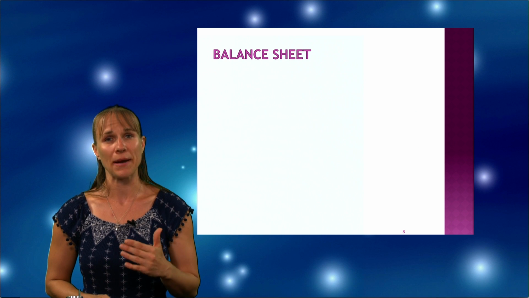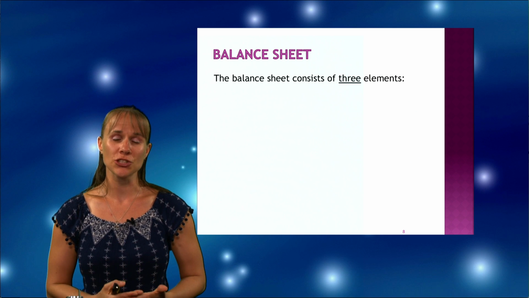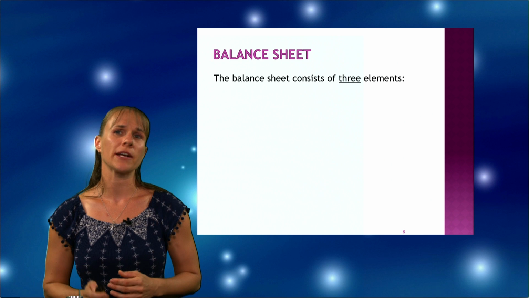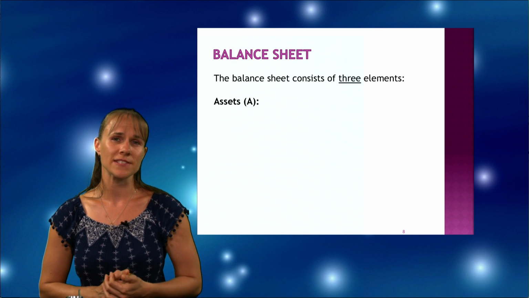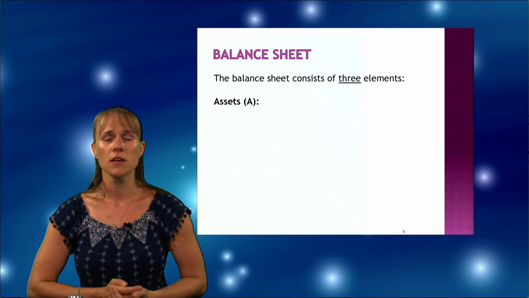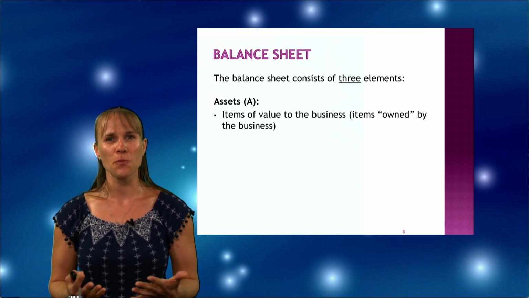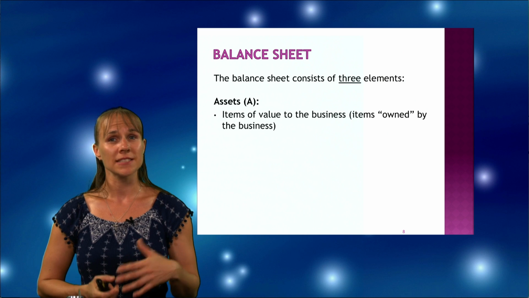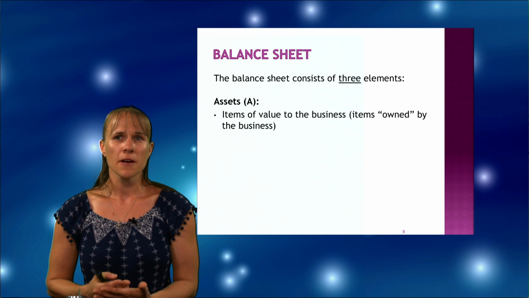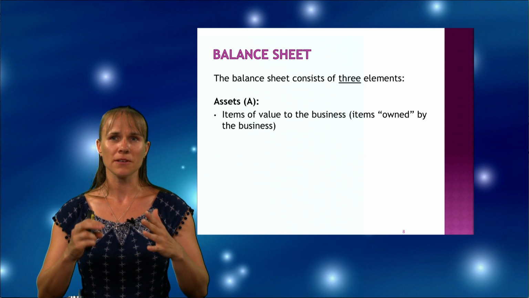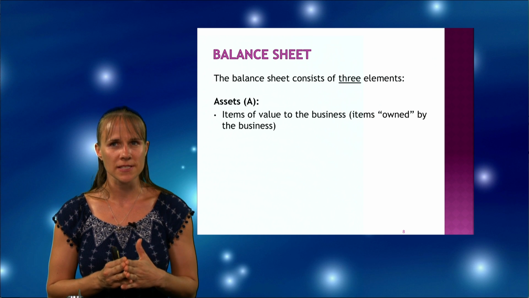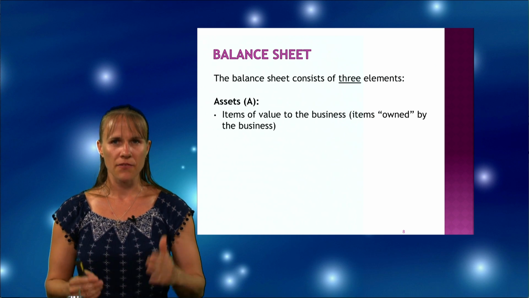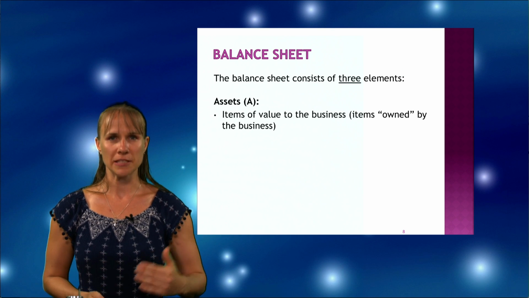Moving on now to the balance sheet. So our balance sheet consists of 3 items. We have our assets. Okay, we abbreviate all of these down to single letters, so capital A for assets. So the way we define our assets is that they're items of value to the business or items that are also owned by the business. So items of value to the business, another way of putting it, items owned by the business.